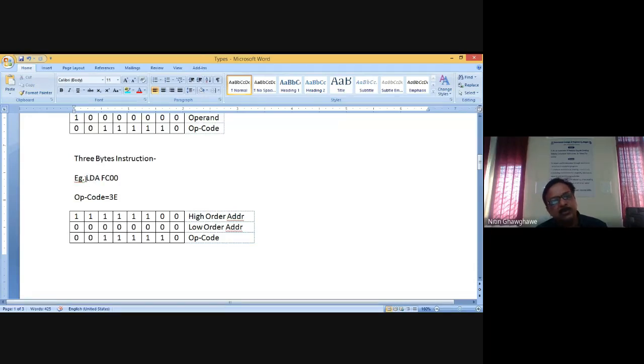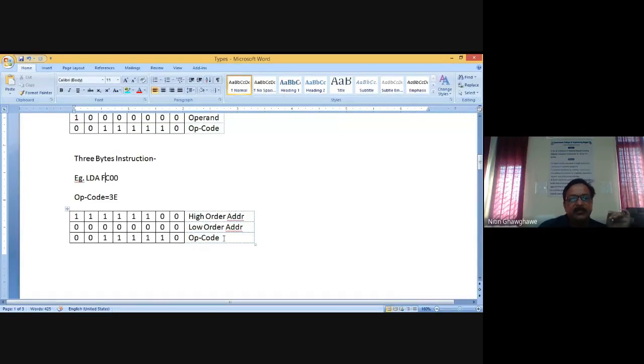Now, this LDA stands for the mnemonic. It represents a certain operation. What is the meaning of this LDA? Load accumulator. You have to get something into the accumulator. But what? The data which is stored at FC00. This is a particular memory address. Whatever is stored at FC00 will be taken into the accumulator after execution of this instruction. Is that clear? In this way, this operation is performed.